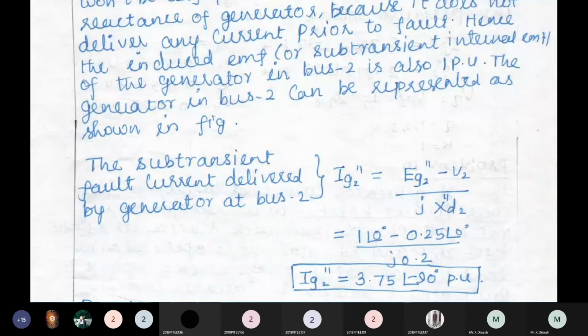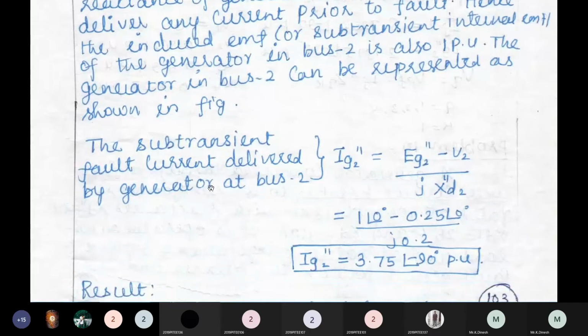So EG2 double dash minus V2 divided by JXT2 double dash. So 1 at an angle 0 and 0.25 at an angle 0, divided by J point. Okay. Your IG2 double dash should be 3.75 at an angle minus 90 per unit.